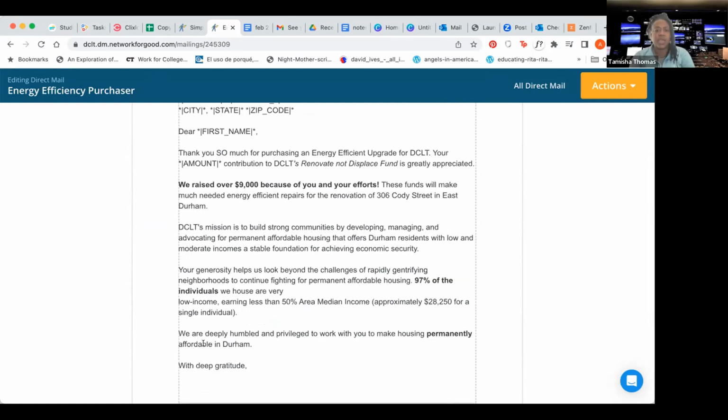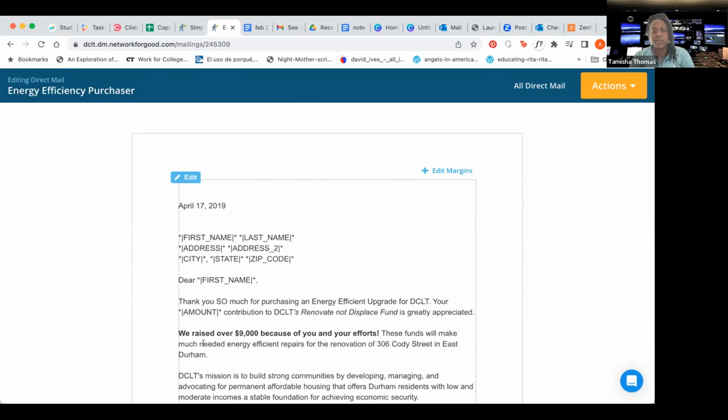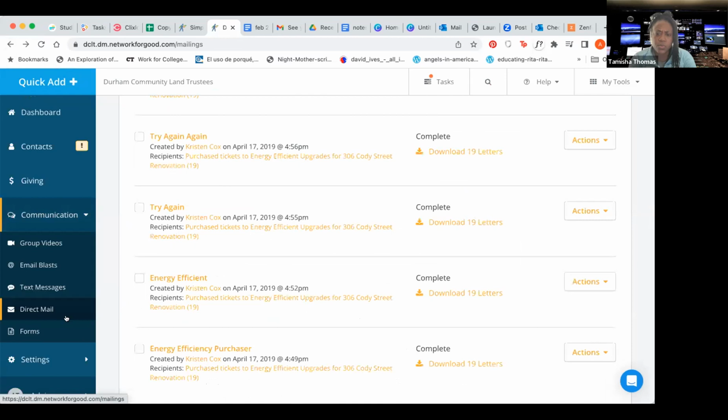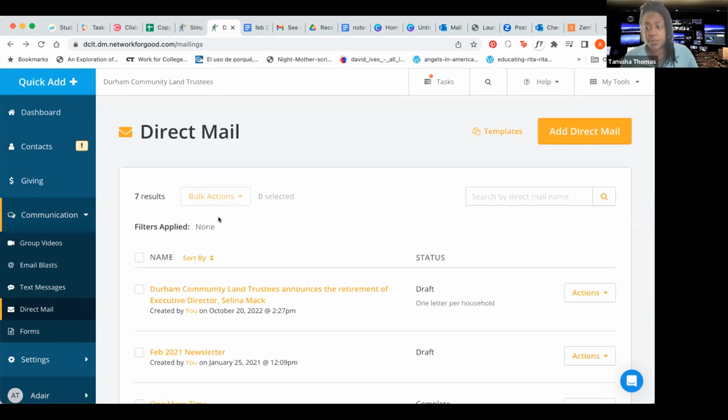Okay, so there were thank you letters. This is follow-up letters, right? Okay, and so let's go down to where it says actions. Go back to your direct mail. And what we're going to do next is we're going to look at pixels. So this is the science of it all.